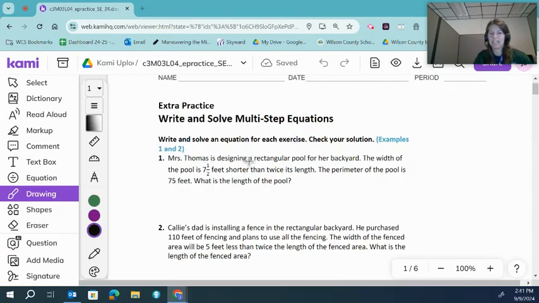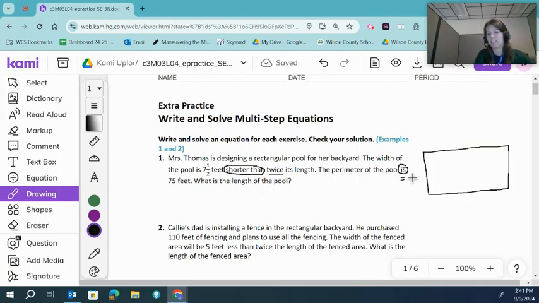Mrs. Thomas is designing a rectangular pool for her backyard. So it's a rectangle, so I'm going to go ahead and draw myself a rectangle. The width of the pool is 7.5 feet shorter than twice its length. So I'm circling shorter than because I know that's a keyword, and I'm underlining twice because I also know that's a keyword. The perimeter of the pool is 75 feet.